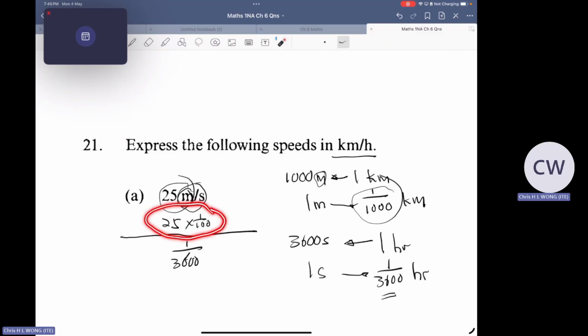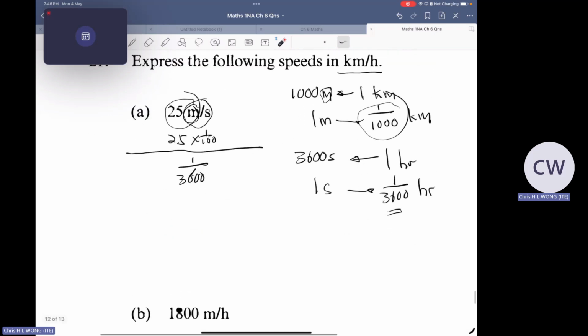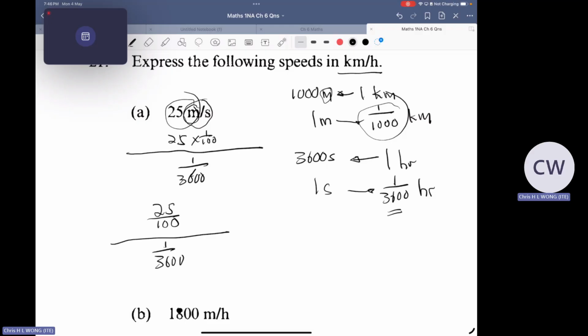If I look at this one, 25 times 1 over 100 is 25 over 100, right? You will have 25 over 1,000, divided by 1 over 3,600. You know what to do already, isn't it? Is it correct? 25 over 1,000. Oh, sorry, I missed the zero. There's a zero there. Okay, 1,000. So is it correct?